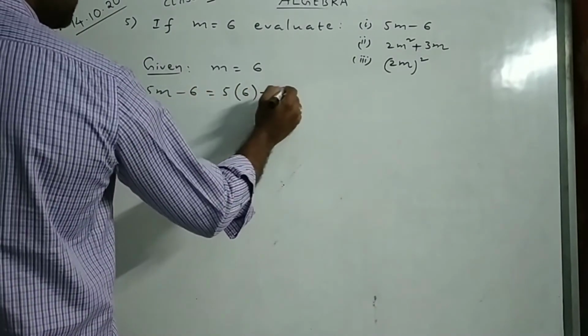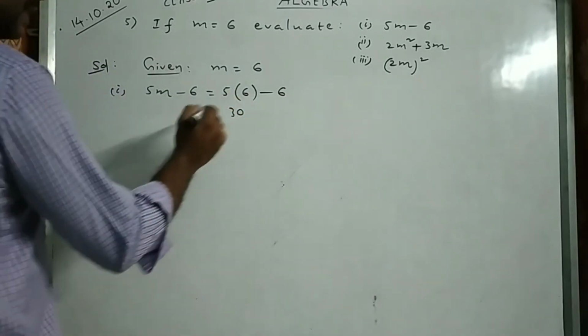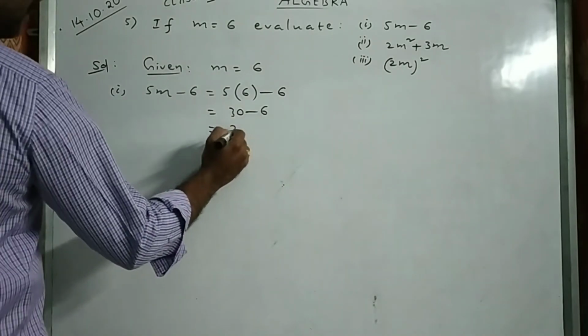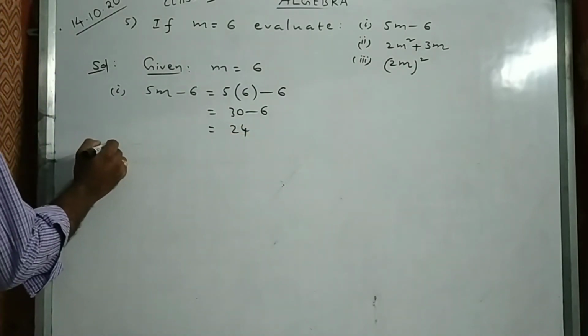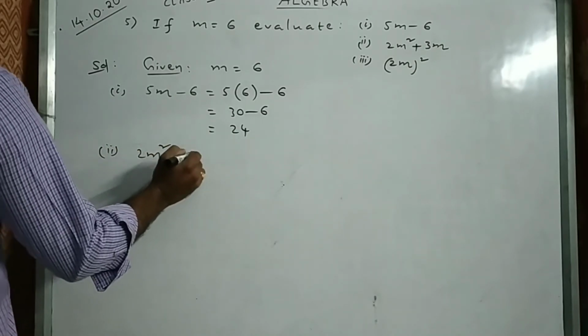5 into 6 minus 6. 5 6s are 30, multiply. 5 into 6 30 minus 6. What is the value of 30 minus 6? 24.